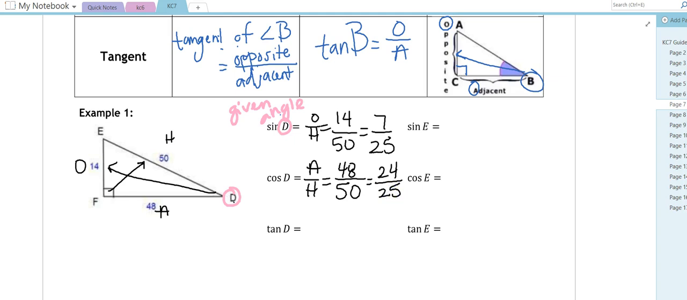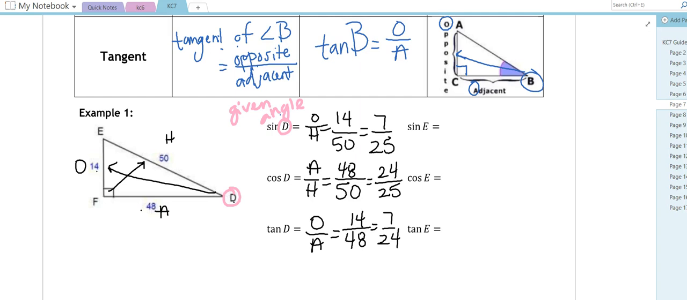All right, tangent of D. Tangent now is the opposite over the adjacent. So again, opposite of D is still 14. Adjacent to D is 48. And then I simplify. 14 divided by 48 is 7 over 24. All right, so those are all my fractions in relation to my given angle D.